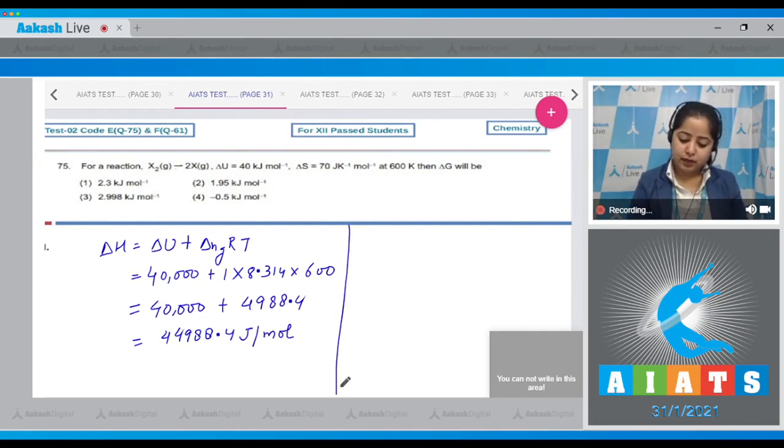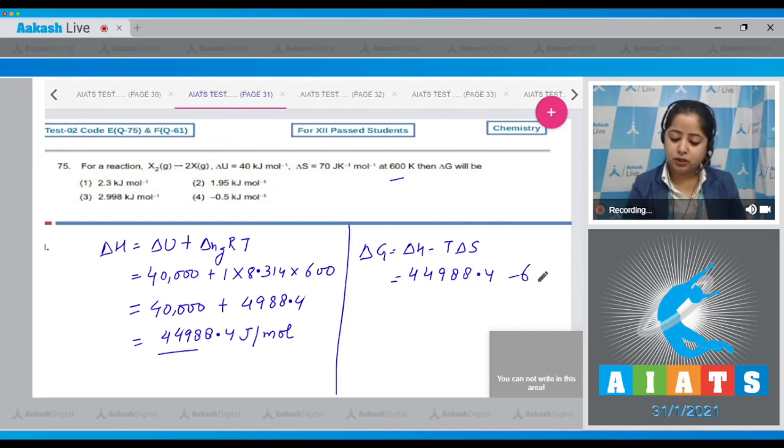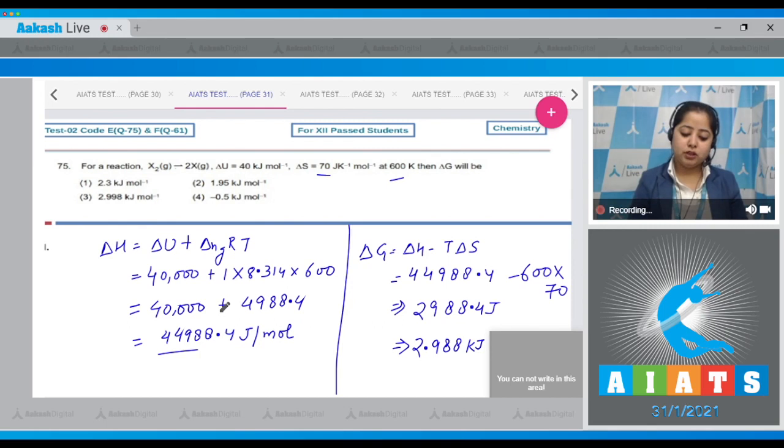Now student, we'll calculate delta G. Delta G is equal to delta H minus T delta S. The value of delta H we have calculated, which is 44988.4 minus T, temperature is 600, and delta S is equal to 70, which is equal to 2988.4 joule. In kilojoule it will be 2.988 kilojoule. That means the correct answer is option number 3.